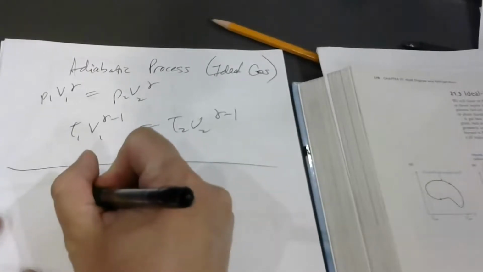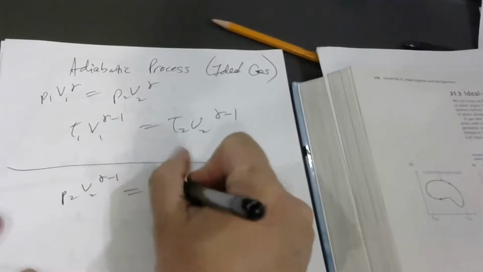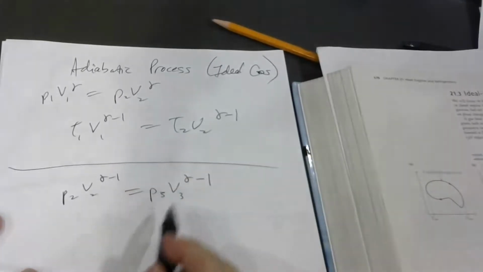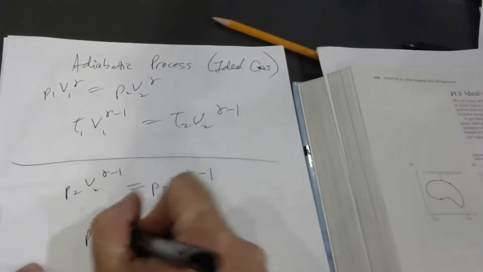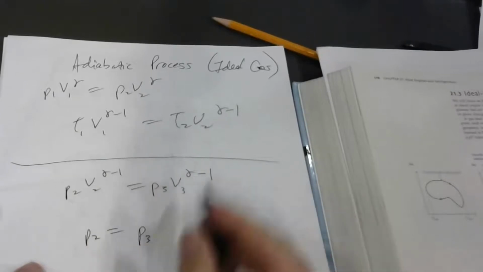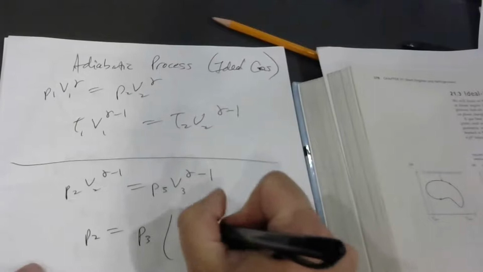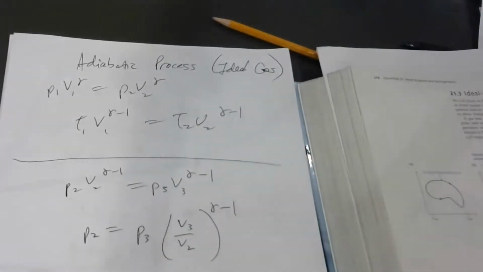P2 V2 to the gamma minus 1 equals P3 V3 to the gamma minus 1. We're solving for P2. That's the one that's not labeled on the graph. So just take P3 and multiply it by this ratio, V3 over V2 to the gamma minus 1. Now, I'll go back to the graph once more.